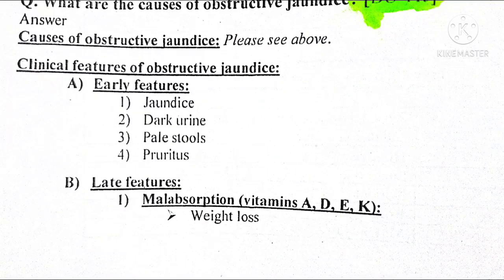The clinical features of obstructive jaundice are: the early features are jaundice, dark urine, pale stools and pruritus. The late features are malabsorption of vitamins A, D, E, K. It causes weight loss, steatorrhea, osteomalacia, bleeding tendency, and xanthelasma and xanthomas are also seen. Features of cholangitis are fever, rigors, and pain if gallstones are present.